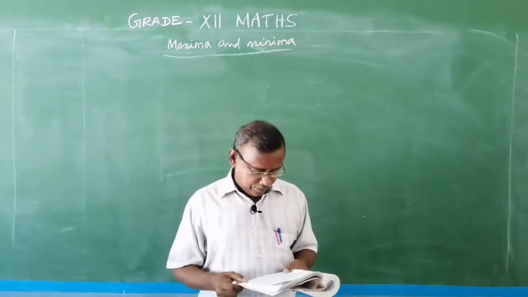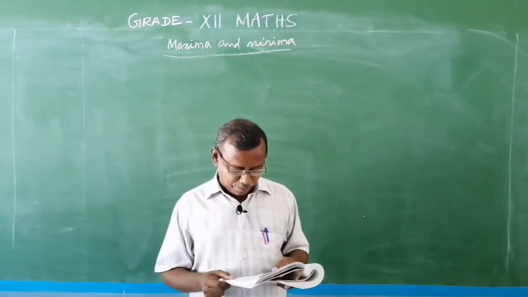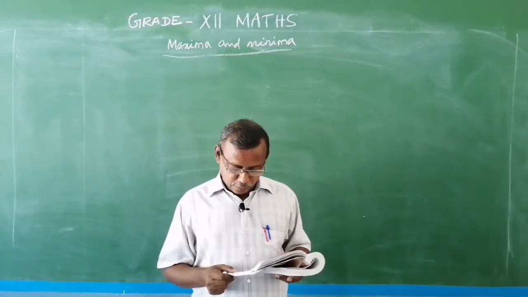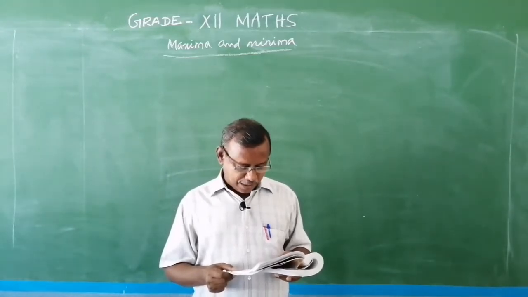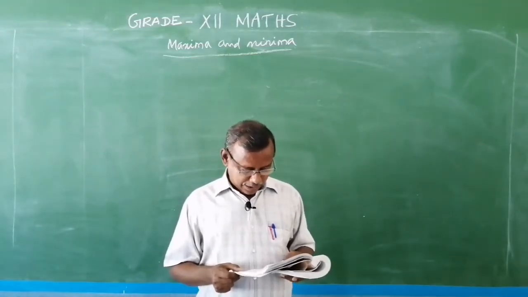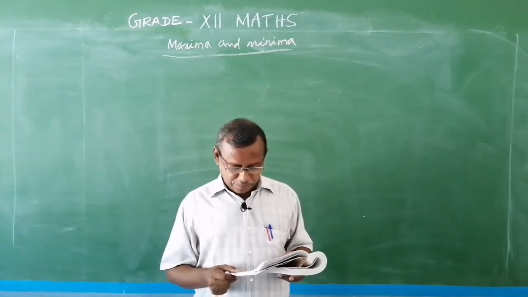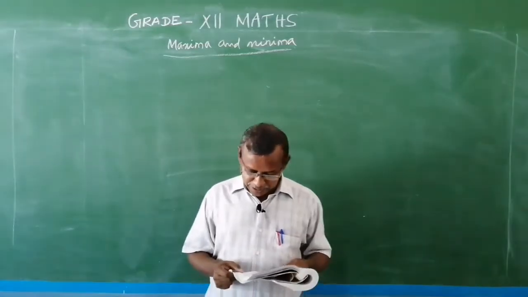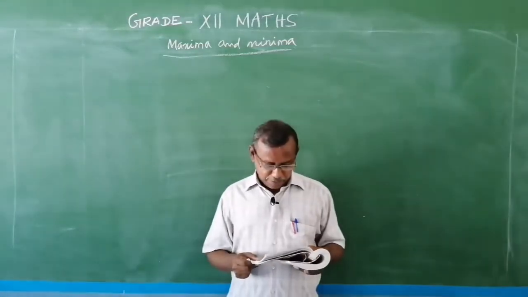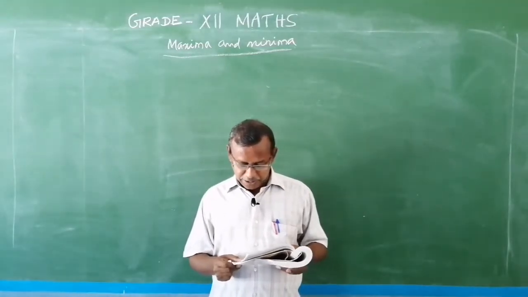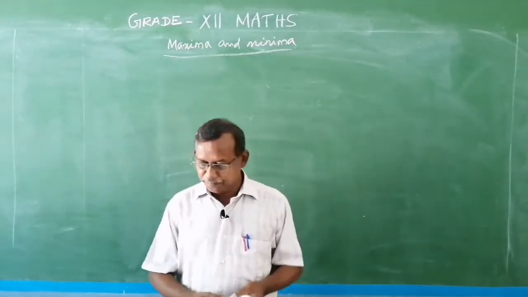First one, if f dash of x changes sign from positive to negative as x increases through C, that is, if f dash of x is positive, greater than 0, at every point sufficiently close to the left of C, and f dash of x is less than 0 at every point sufficiently close to and to the right of C, then C is a point of local maxima.